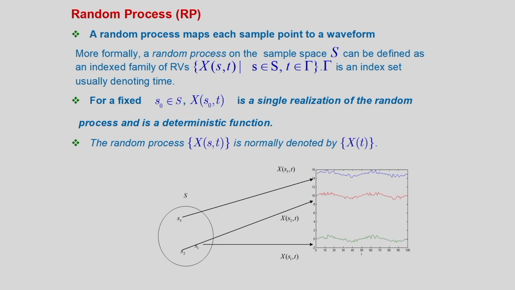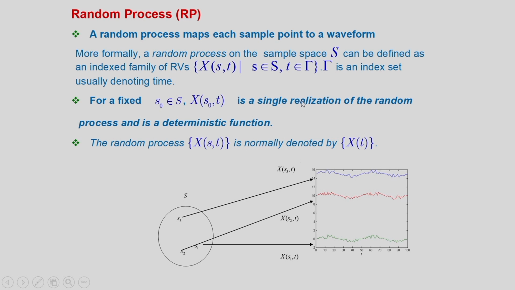And in our practical realizations, whatever signal we observe is modeled as a single realization of a random process. This is an important point. Any observed signal is considered as the realization of a random process. Like in the case of random variable, we omit s. Therefore, X(s, t) is normally denoted by X(t).